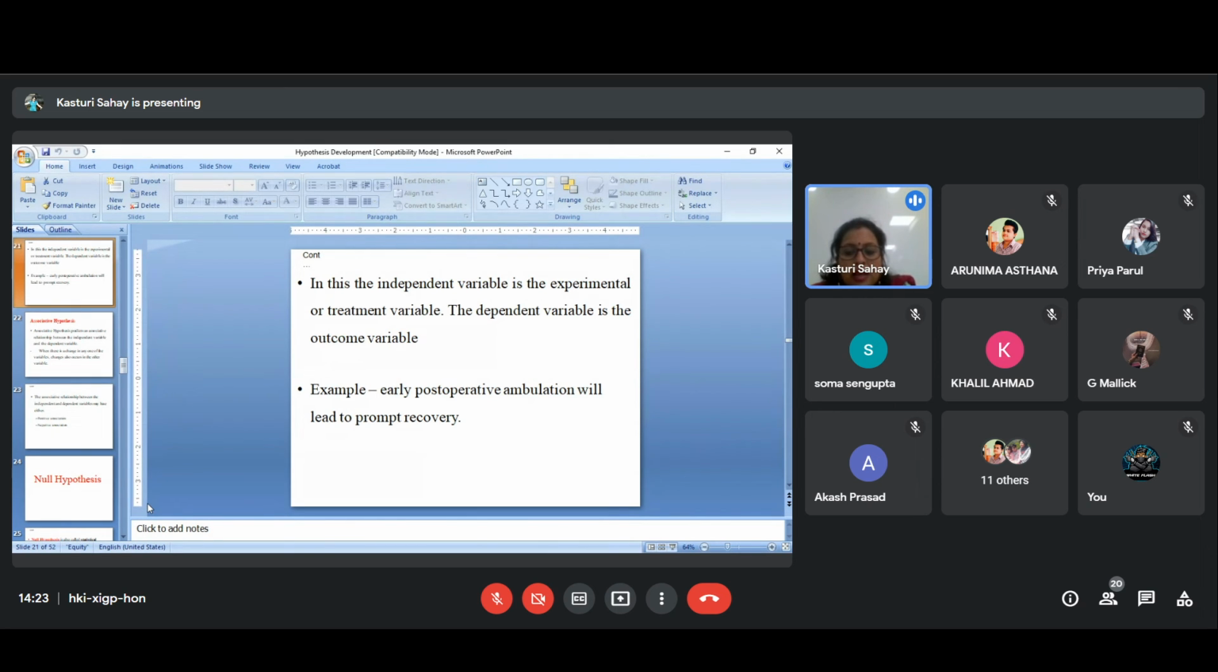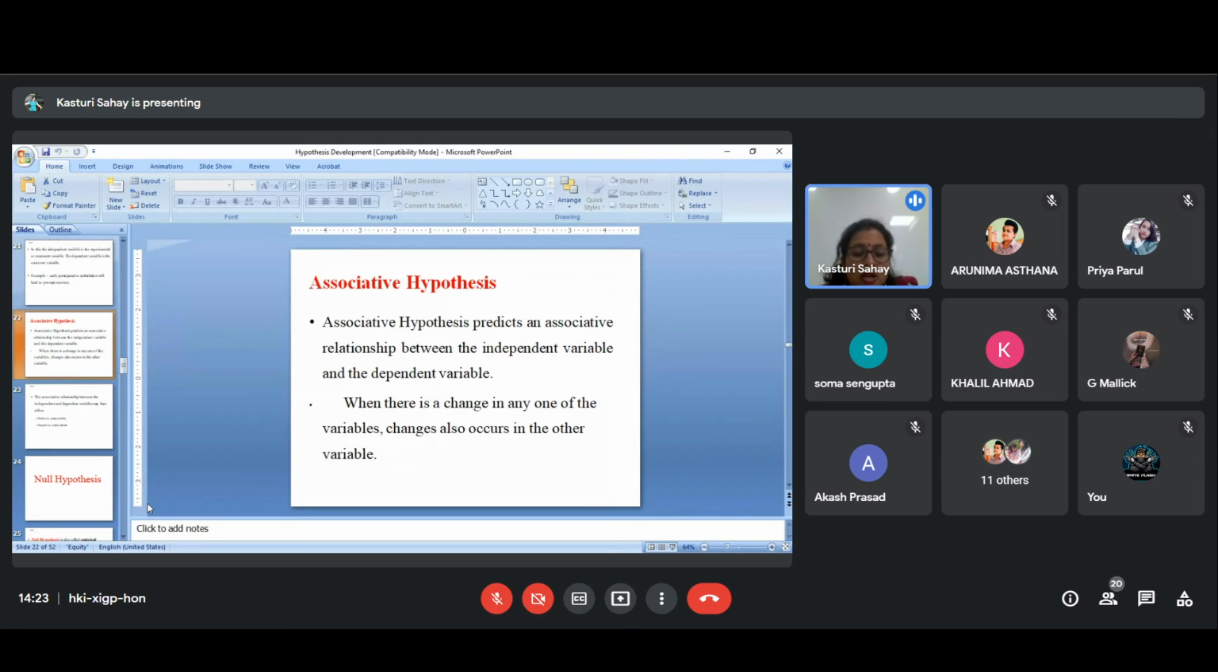So, like if I give medicine to someone, the fever will go down. So this will have a cause and effect. Like early post-operative ambulation will lead to prompt recovery. So anywhere where a treatment or an experiment is involved and the outcome is the dependent variable, that comes under the cause and effect hypothesis or the causal hypothesis.